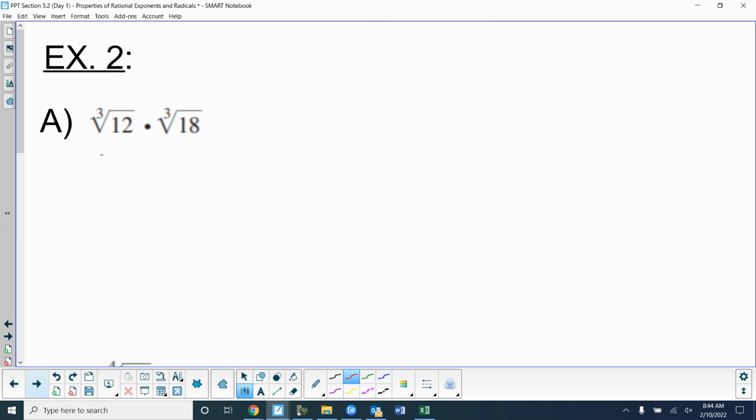So simplifying. Here's what I like to do. You can multiply those if you want. Okay? But I like to do the factor tree. All right? So I got a 4 times 3 and a 2 times 2. I got a 6 times 3 and a 2 times 3. What? I'm looking for a group of how many? Why 3? Because that's our index, right? It's a cube root, right?